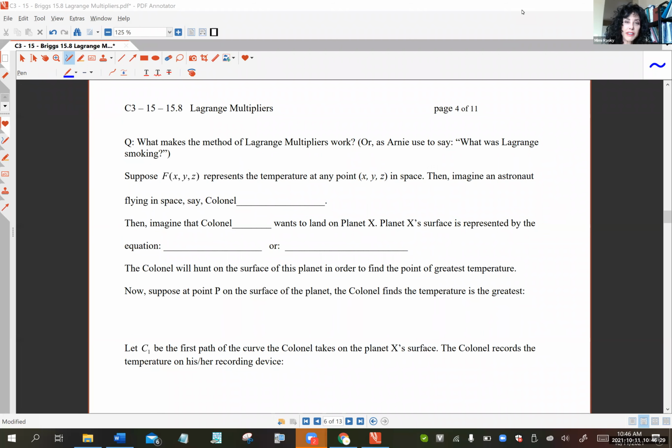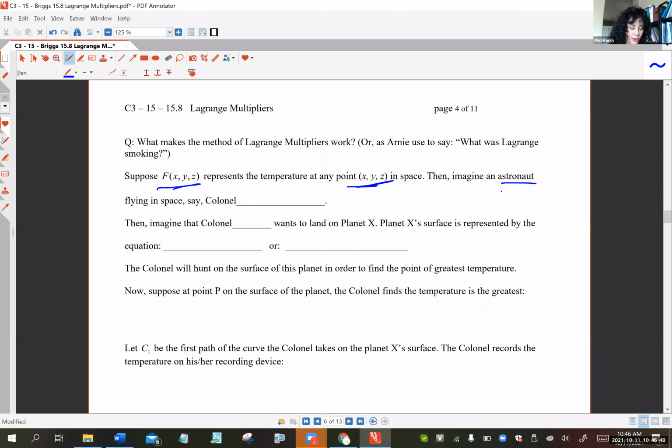So what makes this method of Lagrange multipliers work? Or as Arnie used to say, what was Lagrange smoking? Ha ha! So here's the deal. Suppose the function that you are trying to optimize, your big F, represents the temperature in space, temperature at any point X, Y, Z in space.